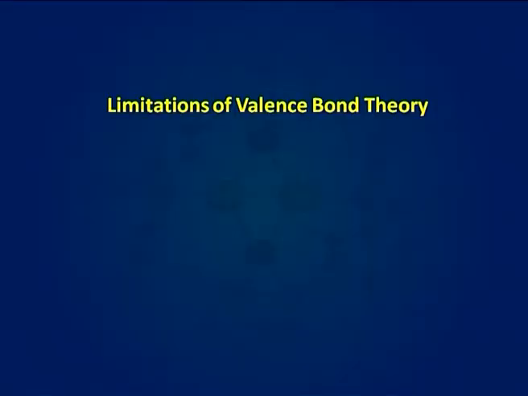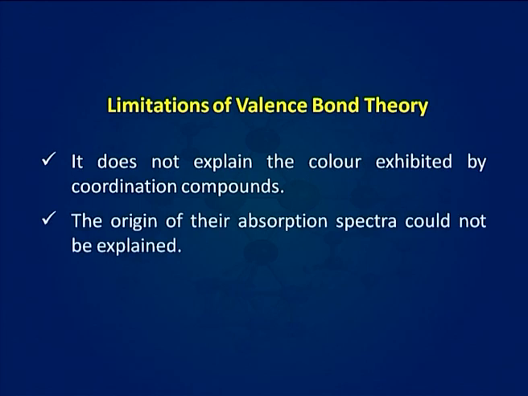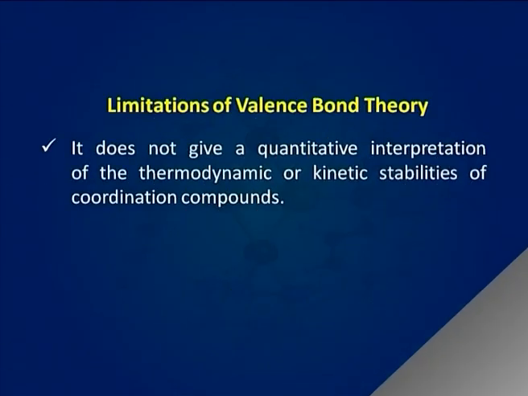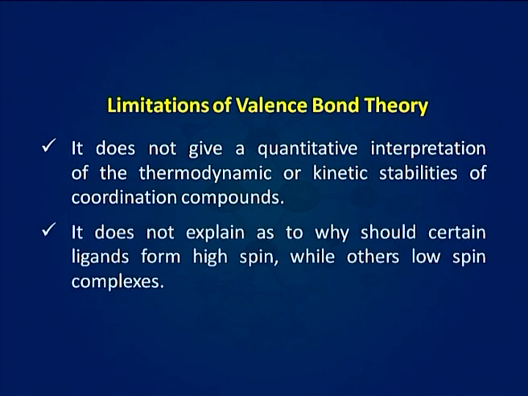But there are some limitations of valence bond theory. It does not explain the color exhibited by coordination compounds, and the origin of their absorption spectra could not be explained by valence bond theory. Valence bond theory does not give a quantitative interpretation of the thermodynamic or kinetic stabilities of coordination compounds. It does not explain as to why should certain ligands form high spin while others low spin complexes.